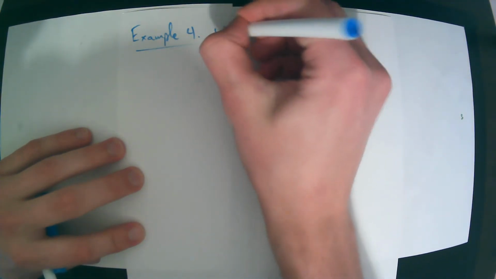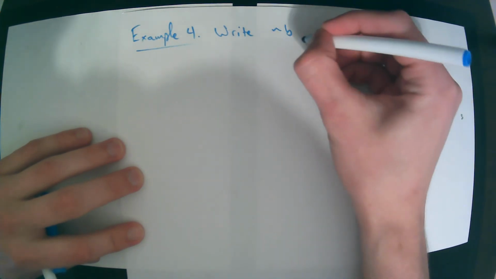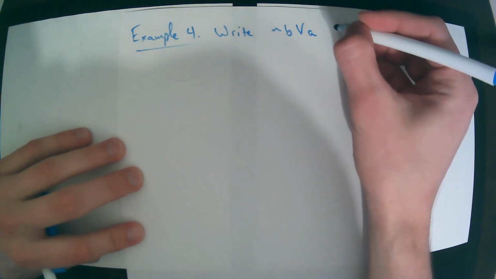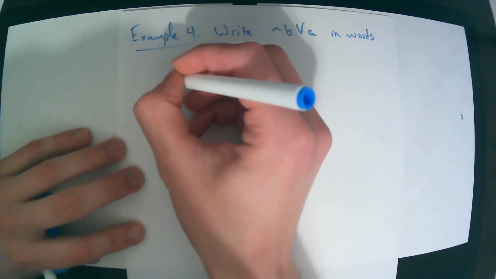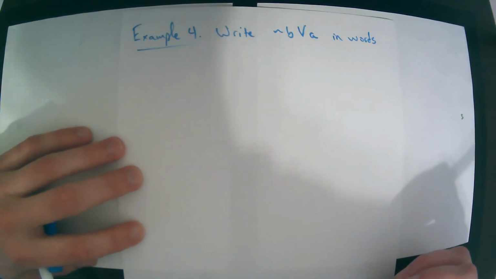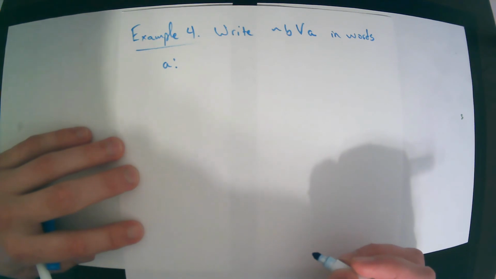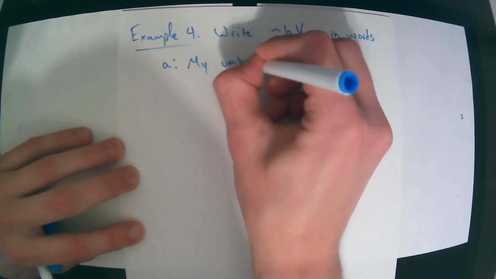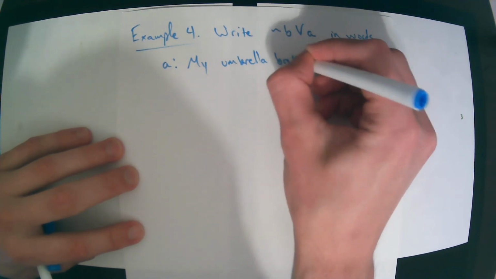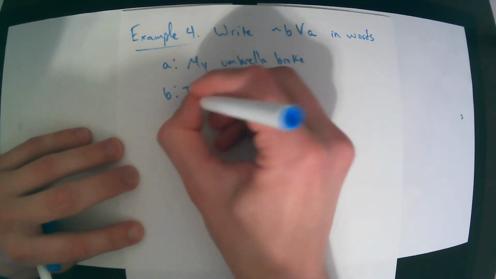It says, write the symbolic statement, the negation of B, so not B or A, in words by using the given simple statements. So the statement A is my umbrella broke. And B is it's raining outside.